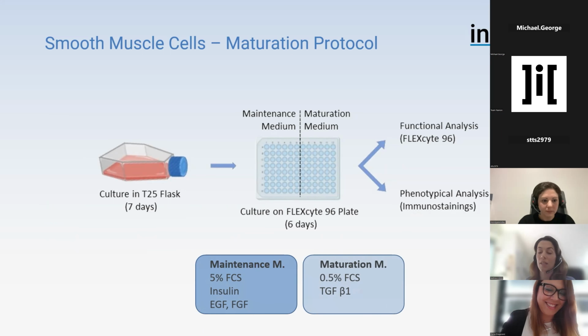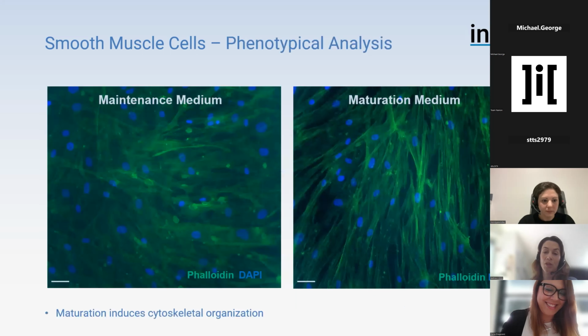That seemed to work out very well for the maturation of the smooth muscle cells, as you can see here with the phenotypical analysis. On the right-hand side, we have the maturation medium, and the phalloidin staining, basically a staining for actin filaments, shows very nicely that we have an organized cytoskeleton, in comparison to the maintenance medium on the left-hand side, where everything seems to be still a little bit disorganized.